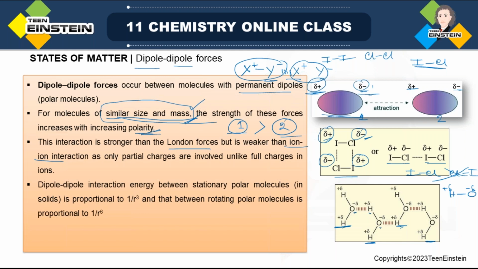Here also it is dependent on distance. The dipole-dipole interaction is the interaction energy between stationary polar molecules. That means when it is in solid form, any compound, then it is proportional to 1 by R cubed, or you can say it is inversely proportional to R cubed. But when it is not in the solid form, suppose you have taken a rotating polar molecule, in that case it is proportional to 1 by R to the power 6. Fine.